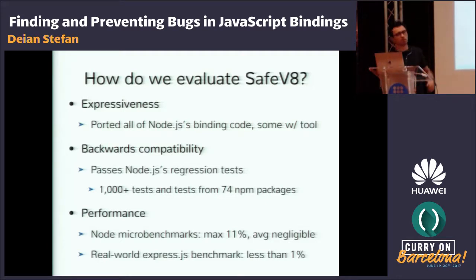So it's like roughly 74 packages, but you can imagine going crazier and taking more packages from NPM and running those tests. And in that case, we also passed the test. So that's compatibility and expressiveness. The other one was performance.